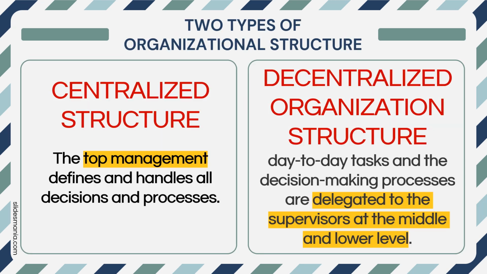There are two types of organizational structure: centralized structure and decentralized organization structure. Centralized structure is defined as the top management defining and handling all decisions and processes, while in decentralized organization structure, day-to-day tasks and the decision-making processes are delegated to the supervisors at the middle and lower level.